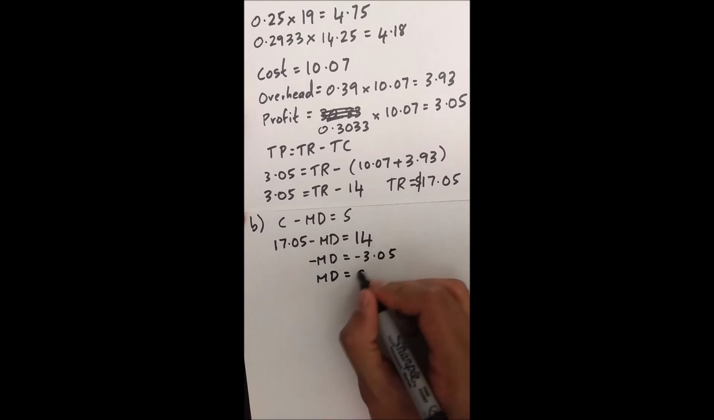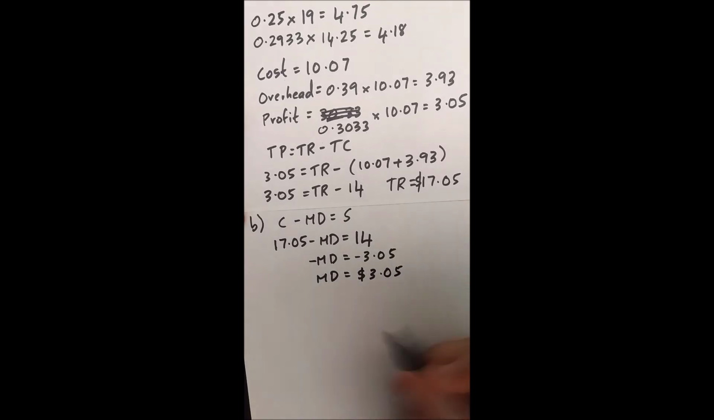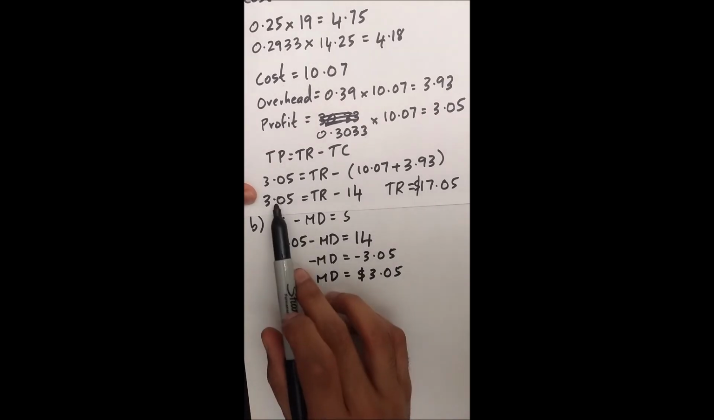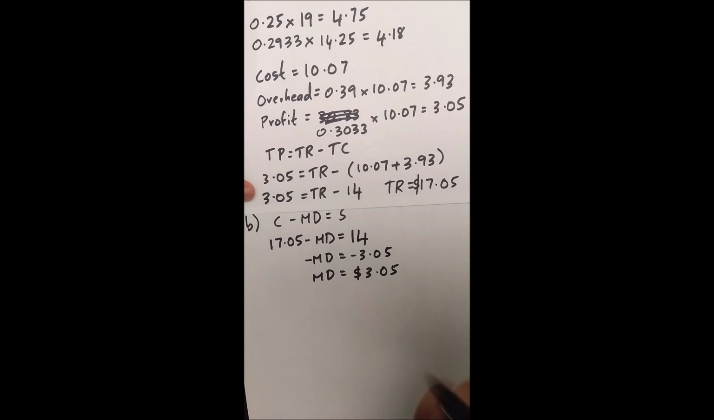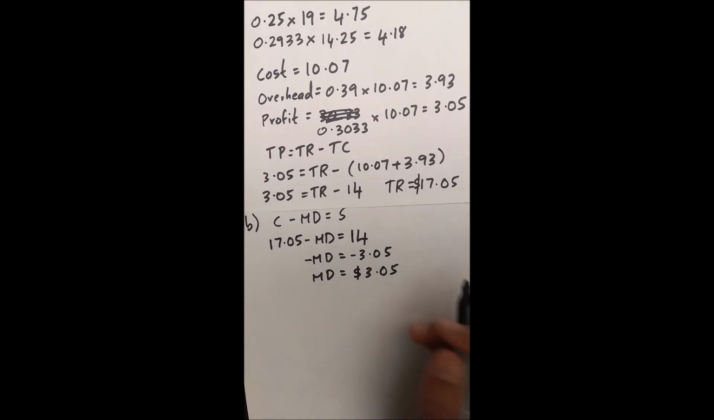So markdown should equal 3.05. And this makes complete sense because it should match the exact amount of profit that you had in the A part of the question. Basically, if you take away the profit of 3.05, if you mark it down by 3.05, you'll have no more profit. You will break even.